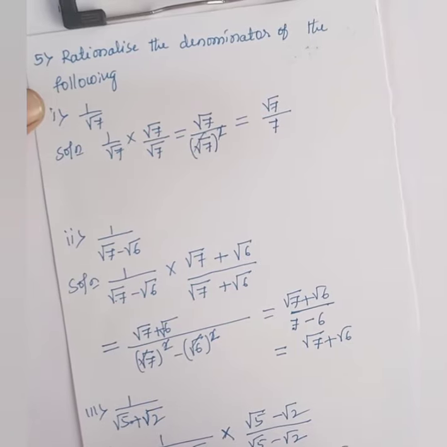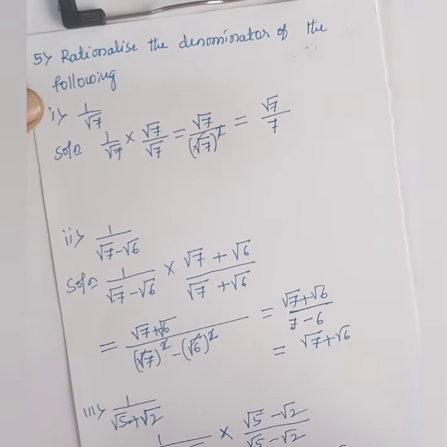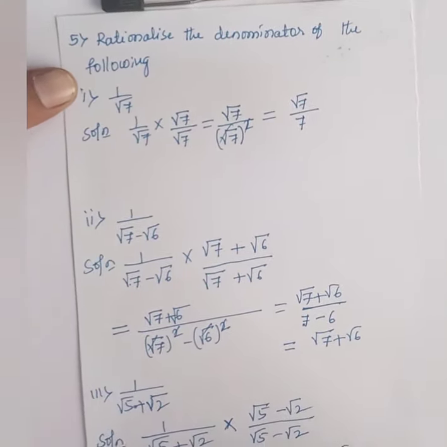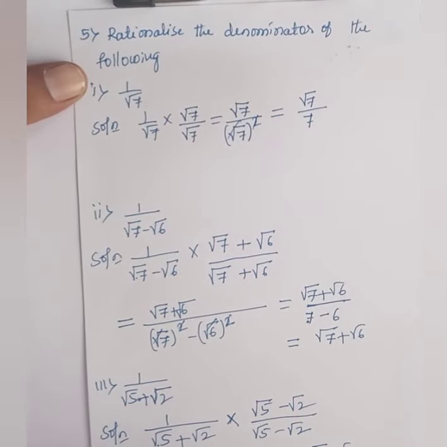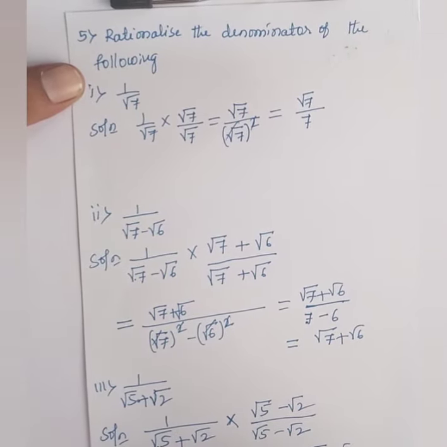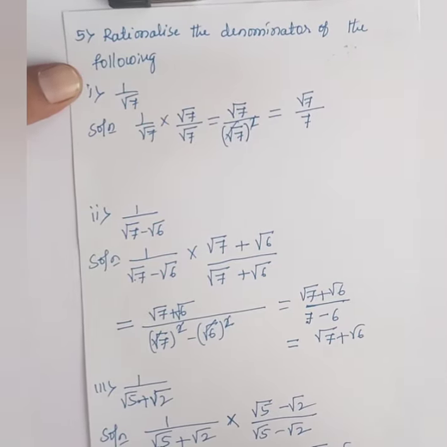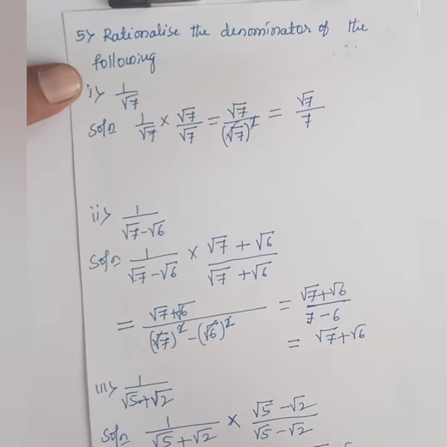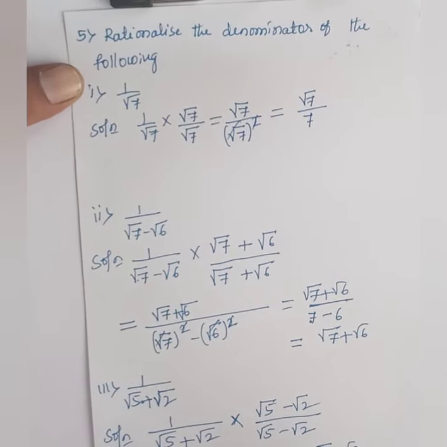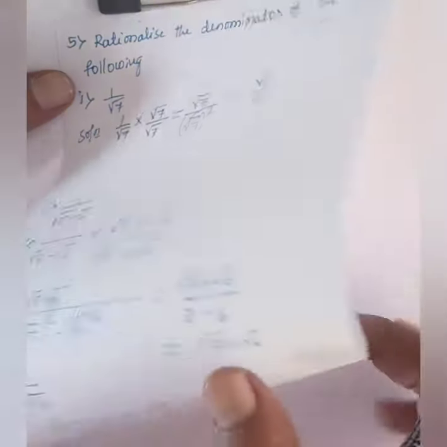Root 5 minus root 2 is as it is. We can't simplify this because this is root 5, this is root 2. As it is, you write divided by root 5 whole square. This square will get cancelled. 5 minus, again here also will get cancelled, 2. That gives us root 5 minus root 2 divided by 5 minus 2, which is 3. This is the simplest form.